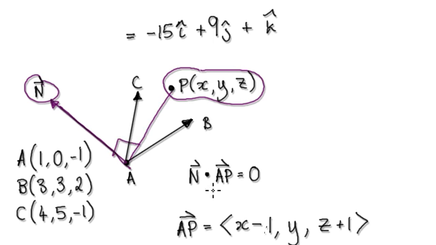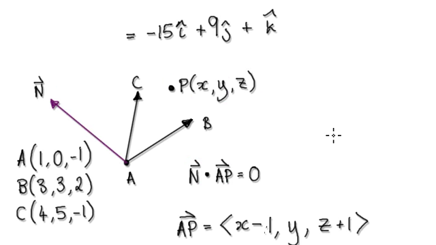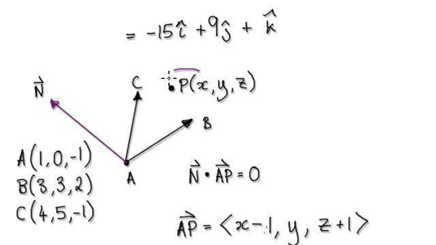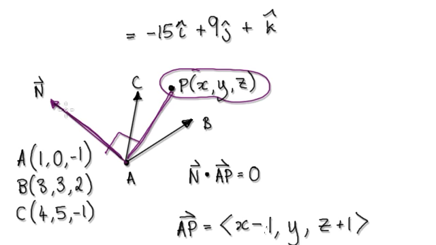So we demand that a general point like this must be at 90 degrees to the normal vector. And the way we do that is to demand that the dot product of the normal vector and the vector from A to P must be equal to 0. Remember, in order for two vectors to be orthogonal to each other, the dot product must equal 0. So we need to demand this.